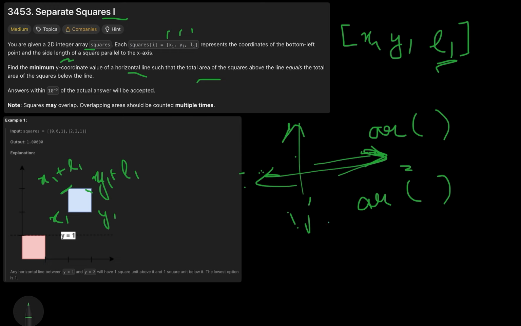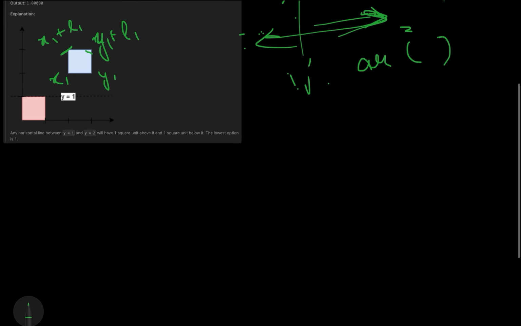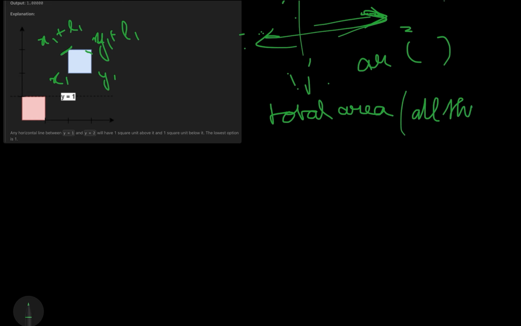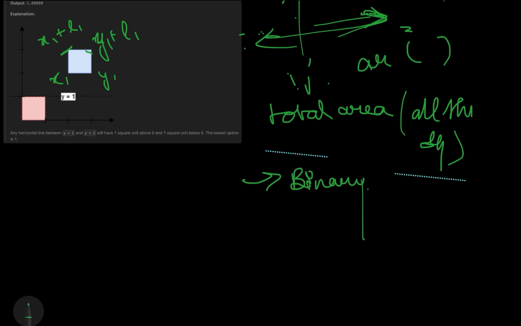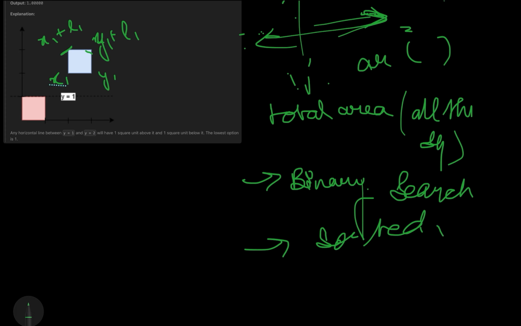Okay, so let's see how we'll solve this problem. First, we'll find the total area of all the squares given. All the squares. And then we'll apply binary search in our sorted vector pair. Okay, now let's see how we do it using code.